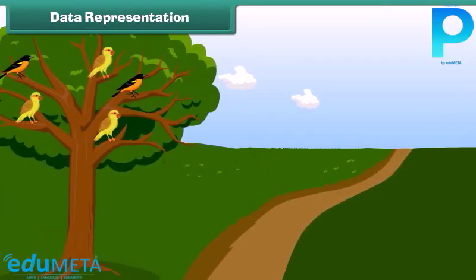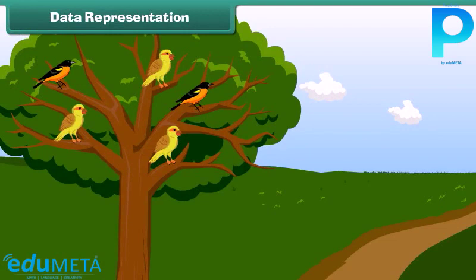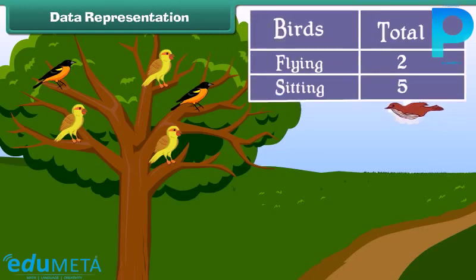It's such a pleasant morning. Look at the birds near the branch of the tree. We will now find the data of birds from this tree. There are 2 birds which are flying and 5 birds which are sitting on the tree.